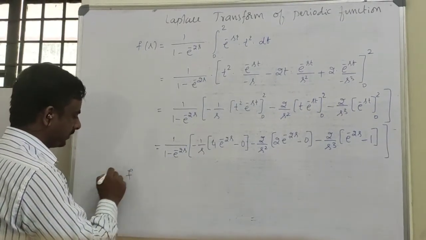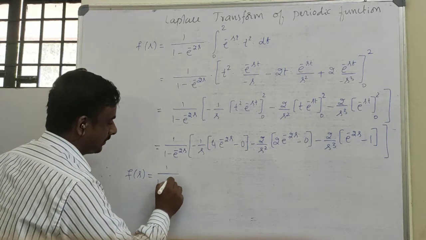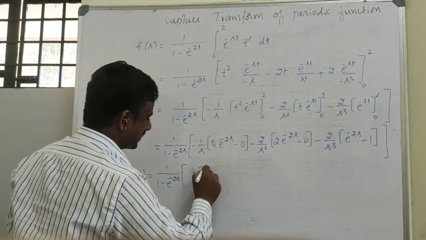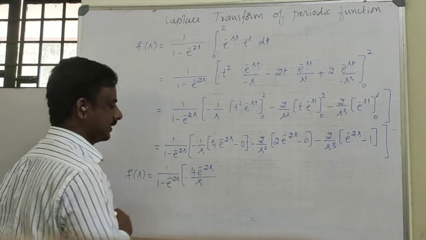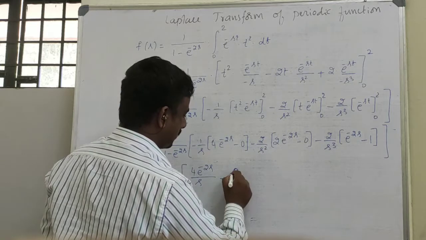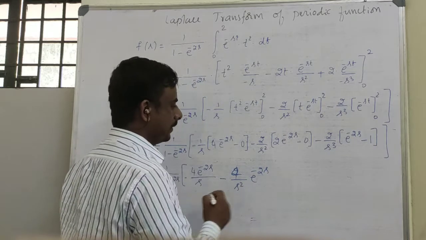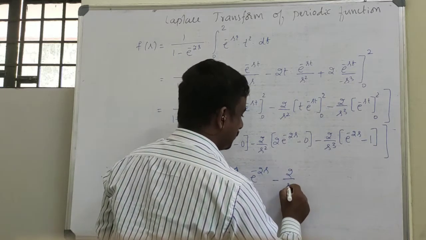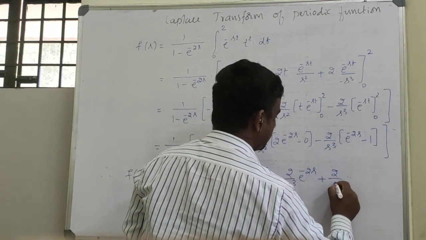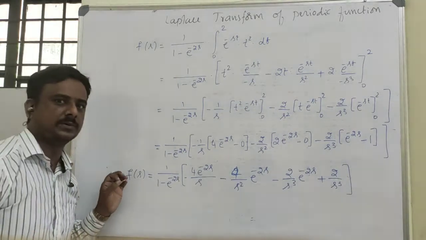So f of s equal to 1 divided by 1 minus e power minus 2s times 4 e power minus 2s divided by s, negative times minus 2 into 2 gets 4 divided by s square e power minus 2s, minus 2 by s cube into e power minus 2s, plus 2 by s cube. So this is the Laplace transform of the given function f of t equal to t square.